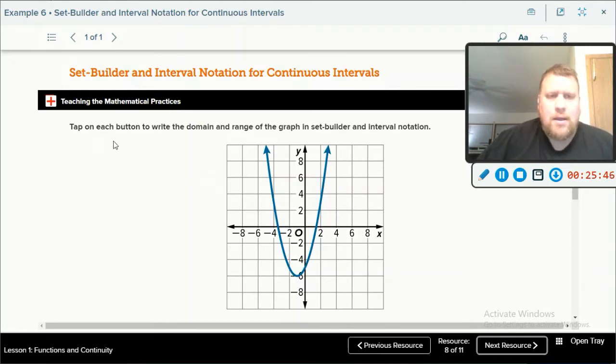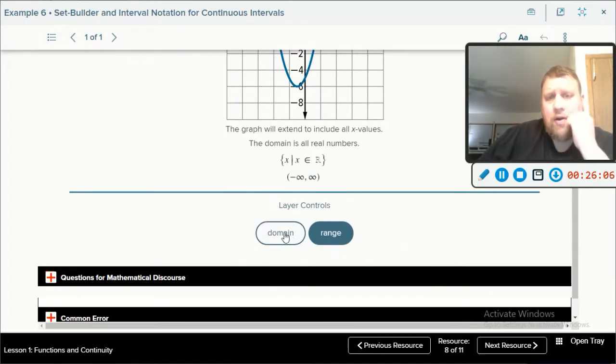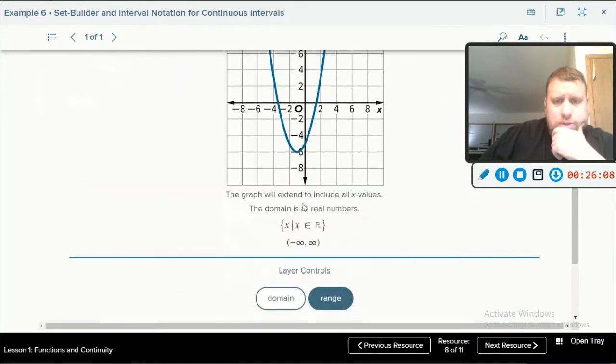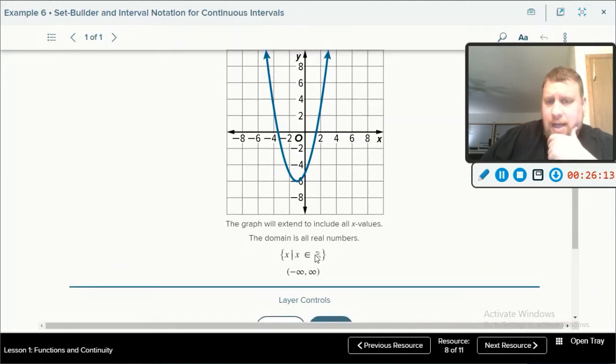Tap on each button to write the domain and range of the graph. It's set builder and interval notation. So let's look at this graph right here. I can tell you right away that it's all real numbers for the x. And then for the range, it's just y is greater than or equal to -6. So the domain is all real numbers, or x is an element of the real numbers, all x such that x is an element of the real numbers, or it'd be the interval from negative infinity to infinity.